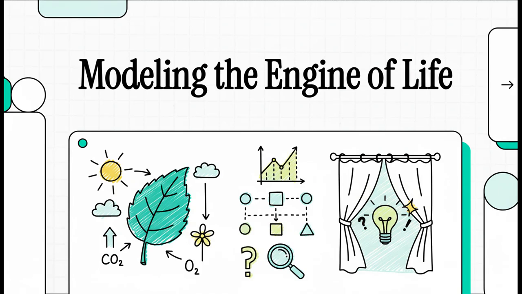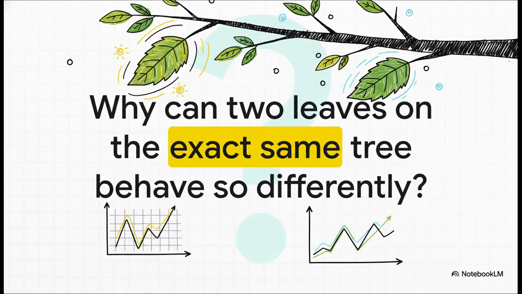Today, we're going to take a really deep look at the engine that powers almost all life on Earth, photosynthesis. But this isn't going to be your standard high school biology lesson. Think of it more like a detective story. A story about how scientists try to build models of this incredibly vital process and what happens when one of those models reveals a surprising flaw in how we thought things worked. And it all kicks off with a really simple, almost kind of baffling question.